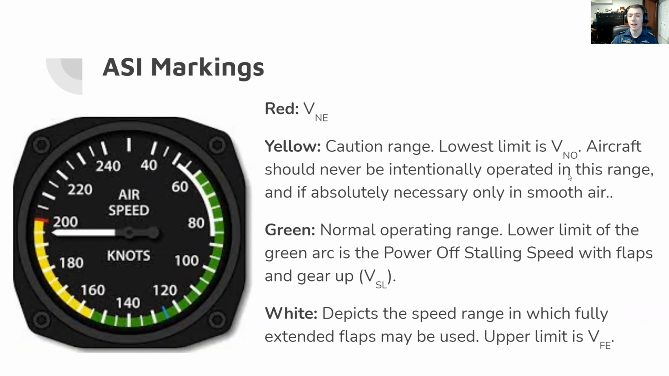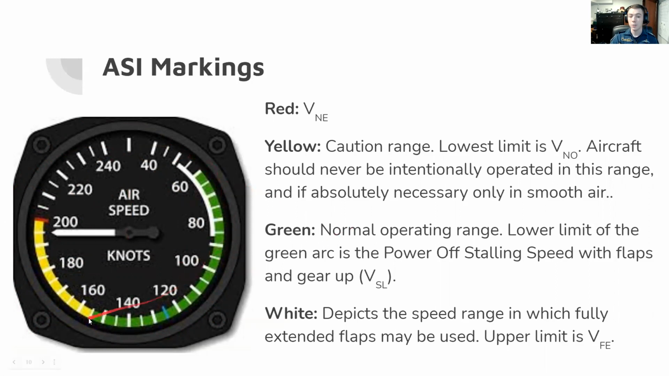ASI markings. This is what we talked about previously. So we know what the VNE is. That's this little red line here. The yellow range is right where it starts, which is the VNO, which, if you remember, is the normal operating speed. So you shouldn't really be flying in this yellow zone. In general, it's not a very good idea. If you end up in it for a small period of time, that's fine, but don't intentionally cruise at 180 knots on the aircraft that this indicator is designed for.